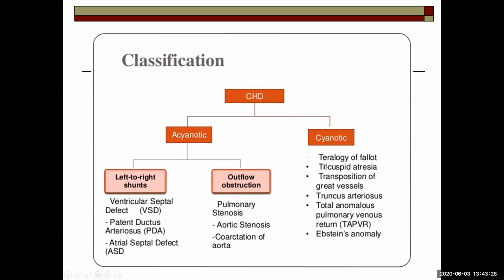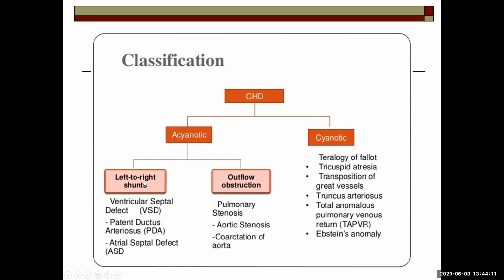So these are listed here. We'll cover as many as we can out of this, but just think of this here: left-to-right shunts. If you have a septal defect in the ventricles, a ventricular septal defect, let's list them for now, and then we'll go over them one by one. Ventricular septal defect, patent ductus arteriosus, atrial septal defect. All these are left-to-right shunts. Okay, so you're going to end up having oxygenated blood going into deoxygenated blood.